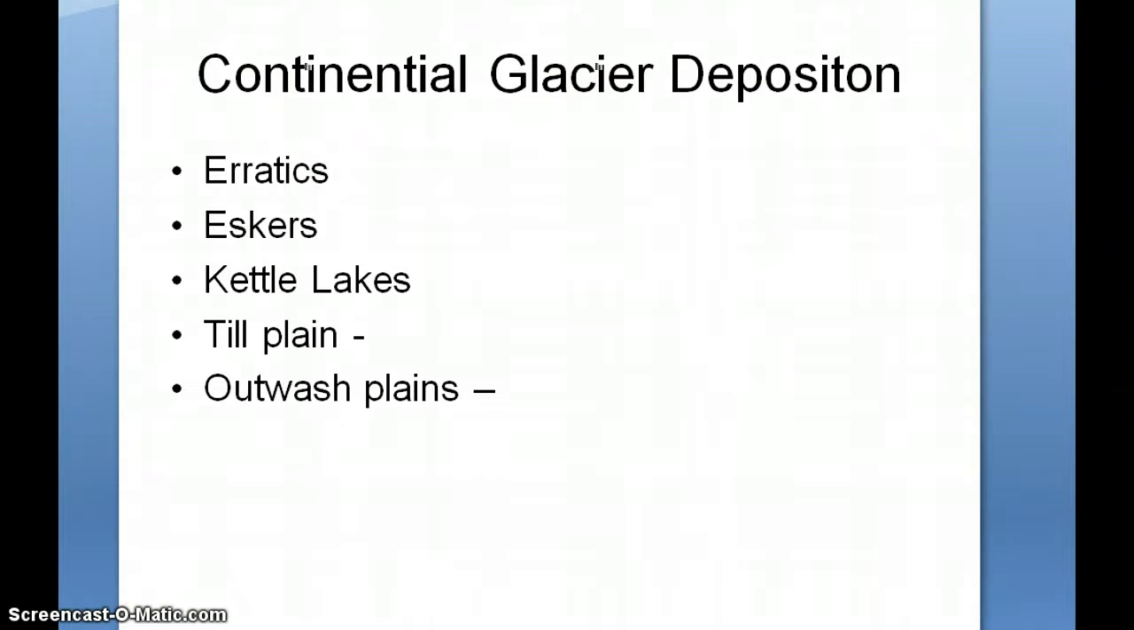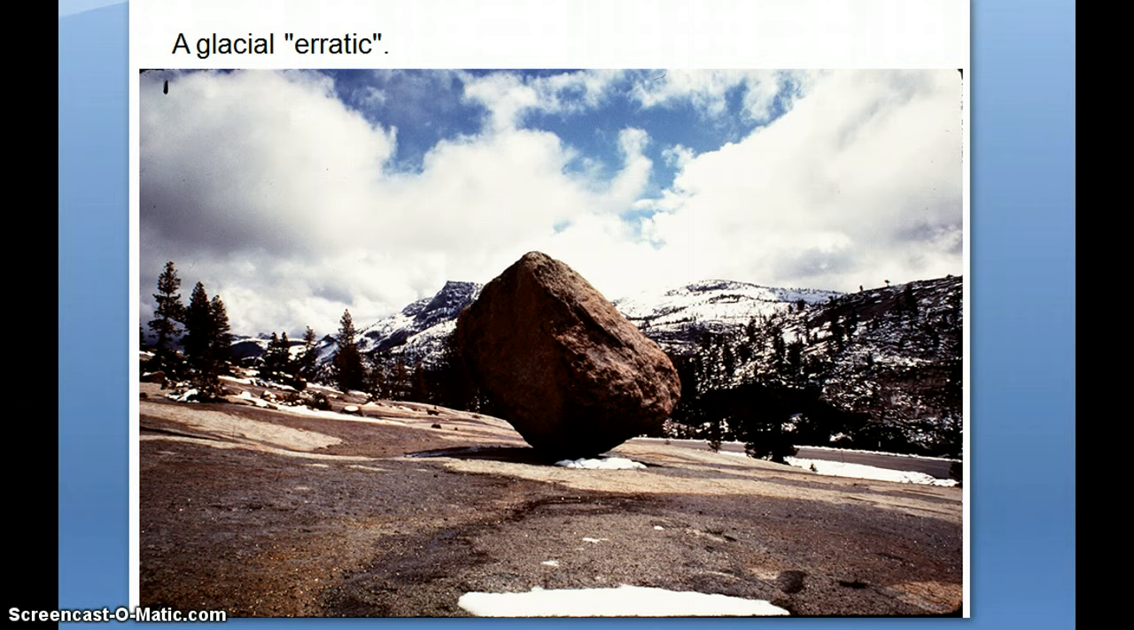When glaciers deposit material or are off the landscape, there are many kinds of evidence that glaciers have been here, and here's an example of a glacial erratic. This was a large boulder that was embedded in glacial ice. As the ice melted and retreated, that boulder was left behind.